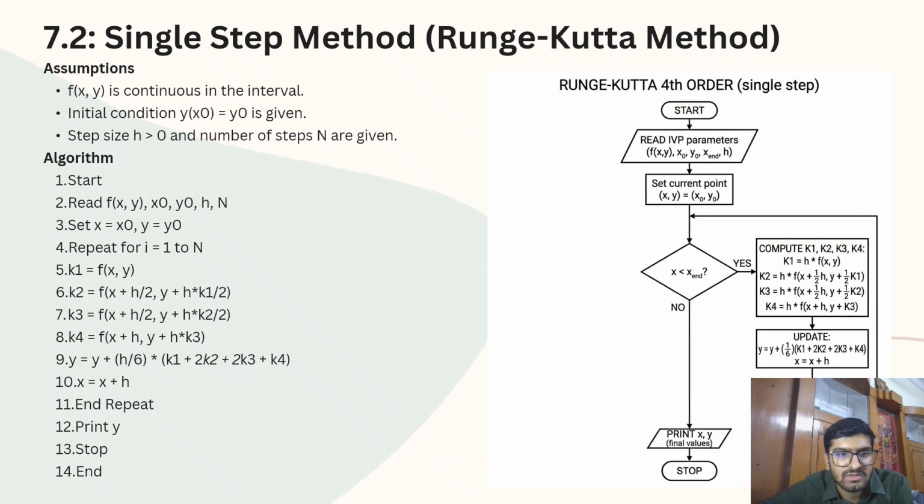and then the value of y is equal to y plus h divided by 6 into k1 plus 2 into k2 plus 2 into k3 plus k4, and the new value of x is equal to x plus h, and then end the loop. After the end of the loop, print the value of y, which is our answer. Now all the equations are properly represented in this flowchart.